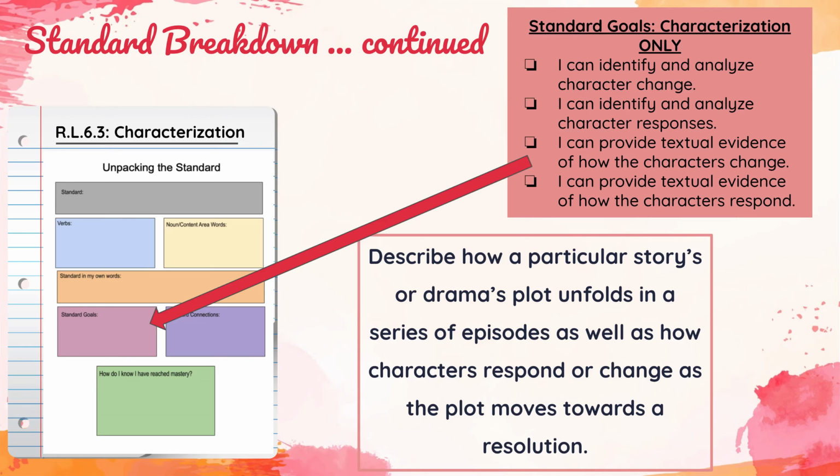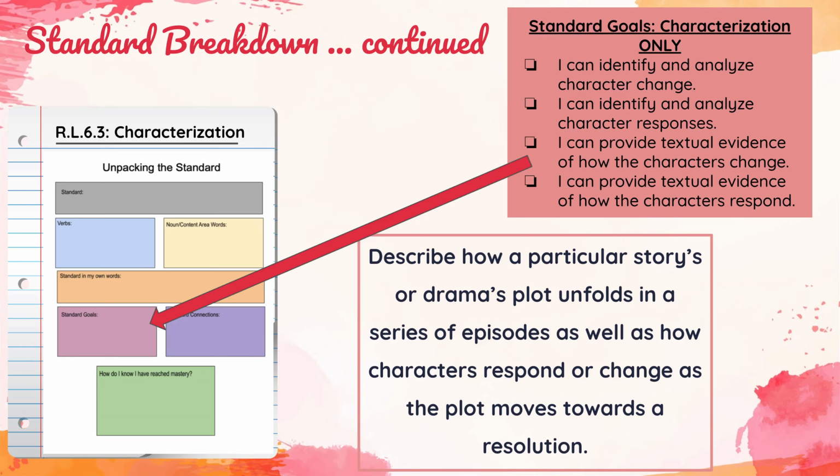So goal number 1, I can identify and analyze character change. Goal number 2, I can identify and analyze character responses. So I can identify how characters change, and I can identify how characters react to things that are happening. Number 3, I can provide textual evidence of how the characters change. So not only can I identify and explain and break down how characters change, I can also provide evidence to support what I think. So that's the third standard.